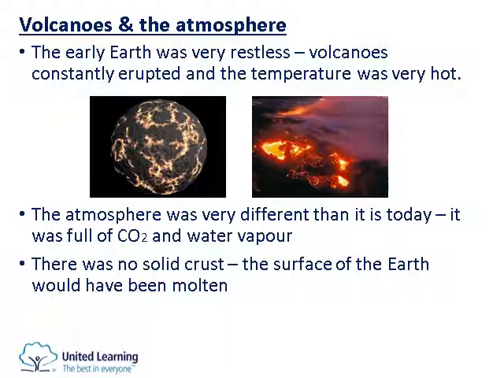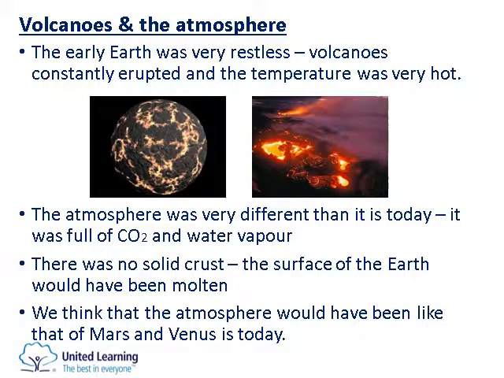There was no solid crust of the Earth at this point. So the crust of the Earth, which you should know from Key Stage 3, is the solid layer around the outside. That would have been molten, it wouldn't have been solid like it is today. What we think, anyway, is that the atmosphere of the early Earth would have been very similar to what Mars and Venus are today. So you might get comparison questions about the atmosphere of Mars and Venus today, to compare them to the Earth's early atmosphere.